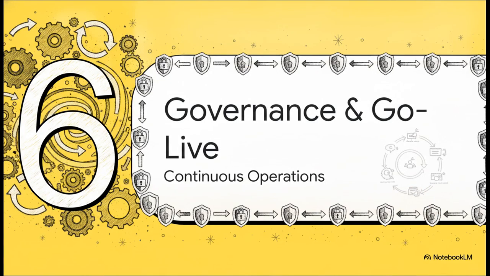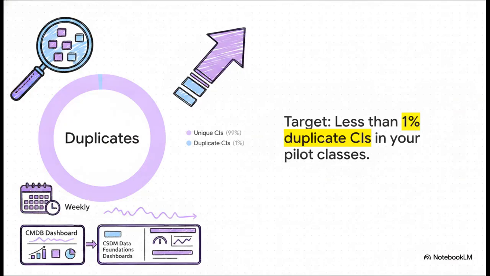Finally, phase 6, governance and going live. Because remember, CSDM is a continuous operating model, definitely not a set-it-and-forget-it project. When it comes to ongoing operations, the Runbook gives us some incredibly strict target metrics. You want to maintain less than 1% duplicate CIs in your pilot classes. And we aren't just hoping for the best here. You need to be checking this metric weekly using the CMDB and CSDM Data Foundations dashboards.